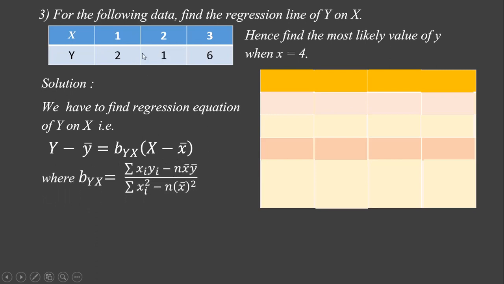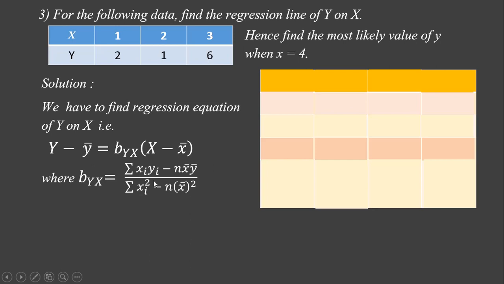If we observe the values of x and y, 1, 2, 3 and 2, 1, 6, it is easy to take this product. We can calculate this product orally, xi into yi, here 2 into 1, 3 into 6. So these numbers are comparatively small. So it is convenient to use this formula. This product we can make orally, xi yi, and in the denominator summation xi square. If we observe the values of x, 1, 2, 3, we can take their squares easily: 1 square, 2 square, 3 square.